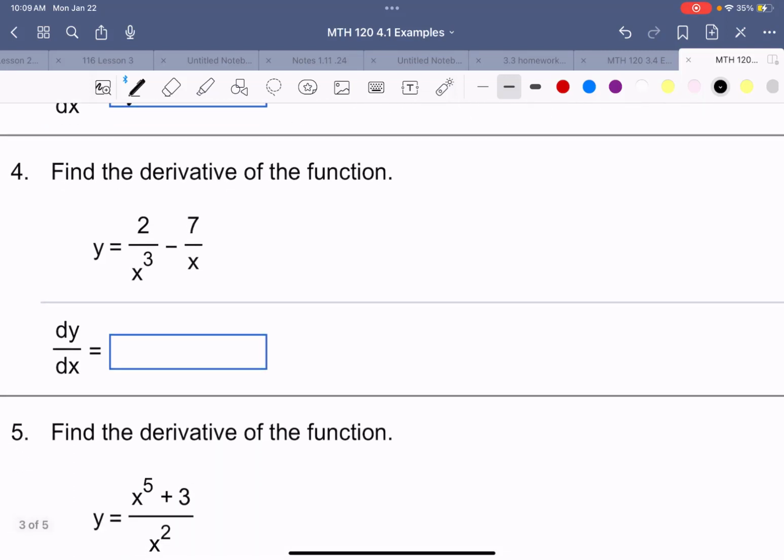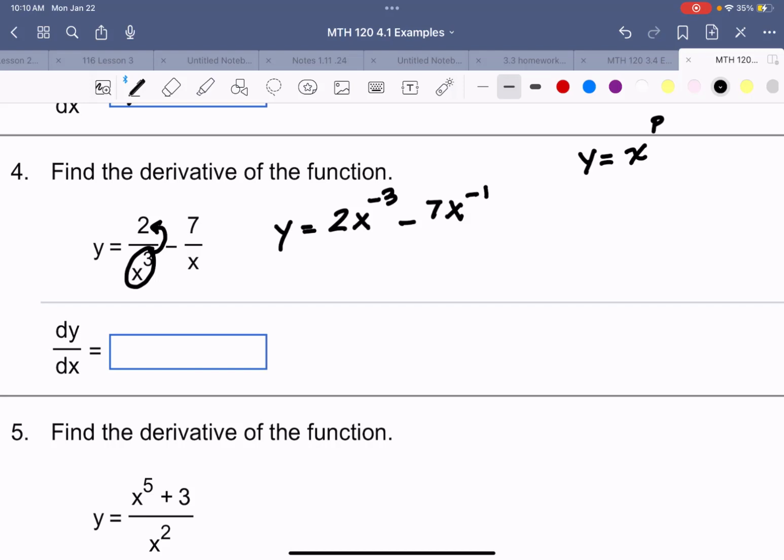Example number 4. Find the derivative of the function y equals 2 over x cubed minus 7 over x. Our power rule is for bases in the numerator, like x to the p. It's not a base in a denominator. So we're going to rewrite this with negative exponents. So we're going to move it from the denominator to the numerator and make it a negative exponent. And then that's going to be 7x to the minus 1. So with negative exponents, y is 2x to the negative 3 minus 7x to the negative 1.